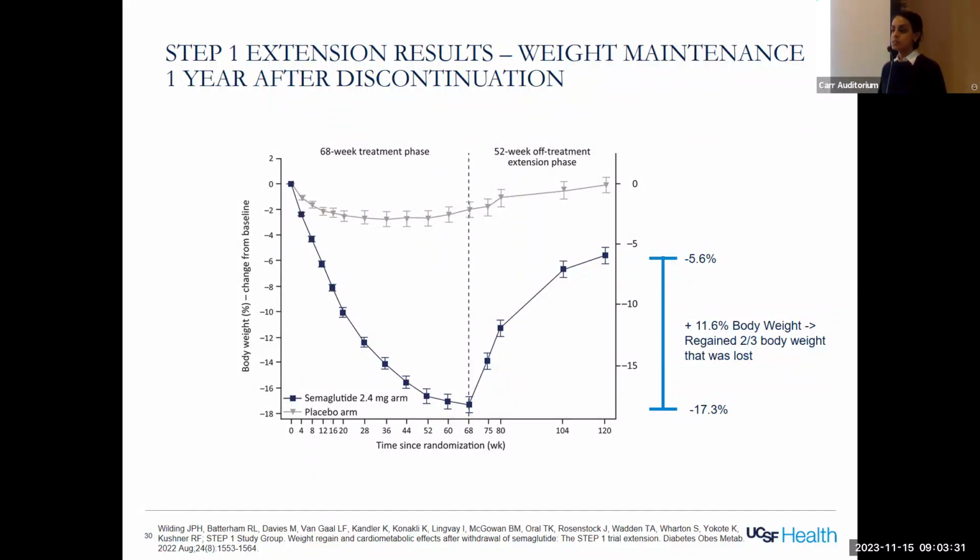But what's even more important is you see that that reduction went from nearly 18% body weight back up to only 5%. So we're not going to see all those major improvements in cardiometabolic disease as you see those lower and lower rates of weight loss that was maintained.